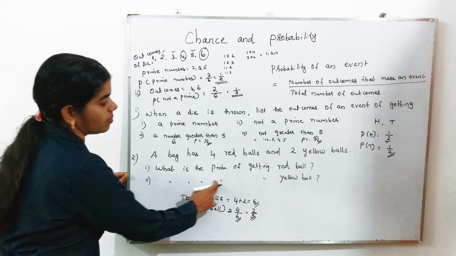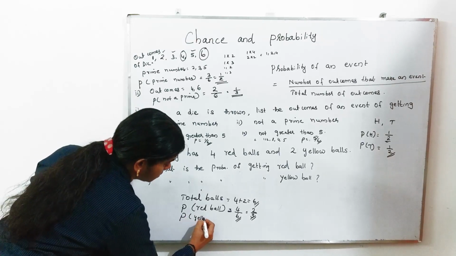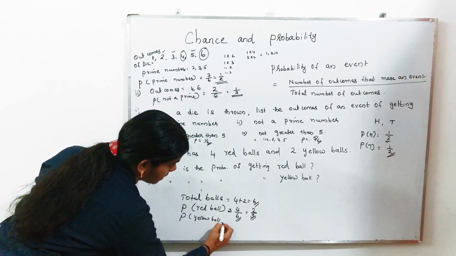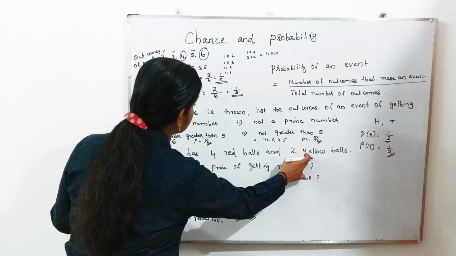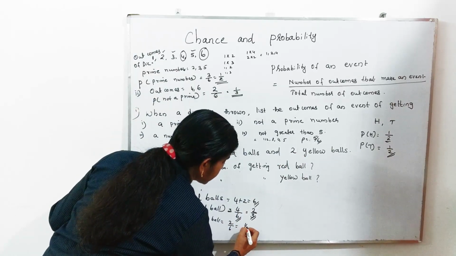Next one, what is the probability of getting a yellow ball? Probability of yellow ball is equal to, how many yellow balls are there? 2. Total will be 6 balls. 2 by 6, that's equal to 1 by 3.